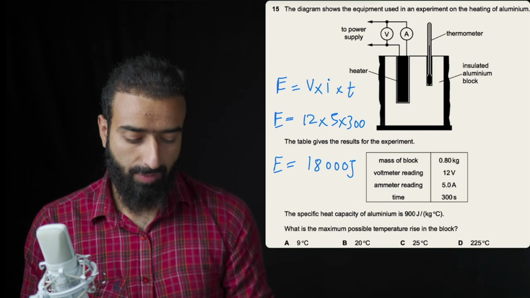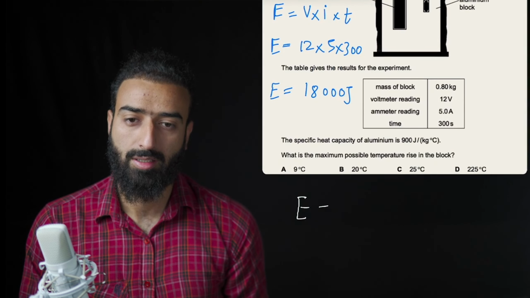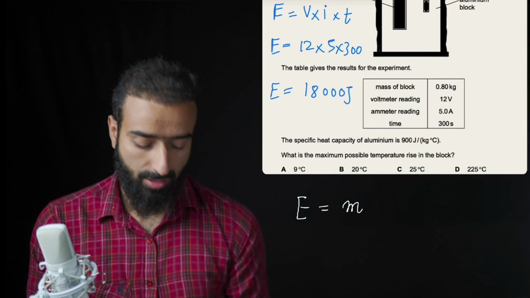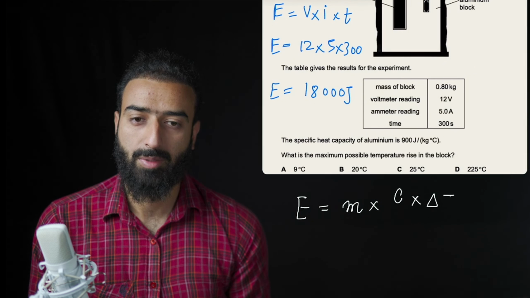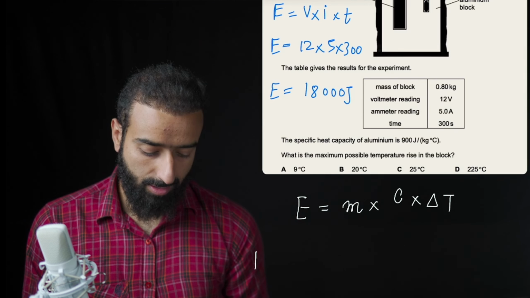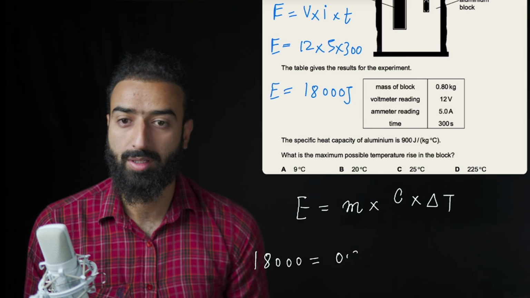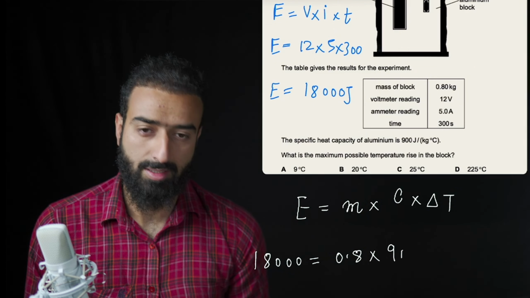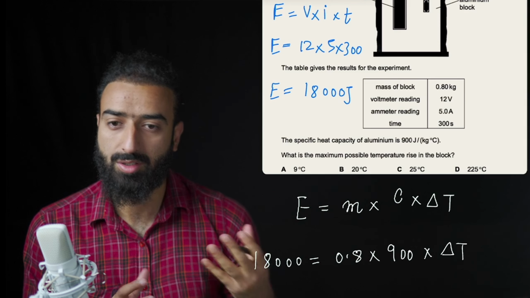For that, we have a very important equation that says the energy that you supply is equal to the mass of the object to which you are supplying that energy times the specific heat capacity multiplied by the temperature increase. So we can substitute 1800 here. Mass is 0.8. Heat capacity is given to us as 900 times delta T, which would be the temperature change.